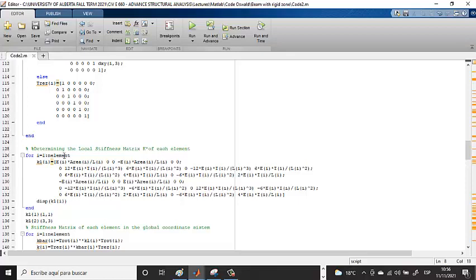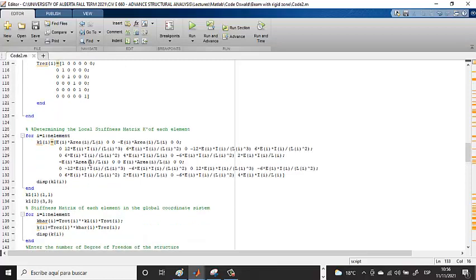After that, we need to define the local stiffness matrix, KL. This matrix is already defined using the Young's modulus, the area, and the length of the element. Another thing that I want to point out here is that we are considering 6 degrees of freedom for elements: two translationals and one rotational for each node. That in total are 6 degrees of freedom.